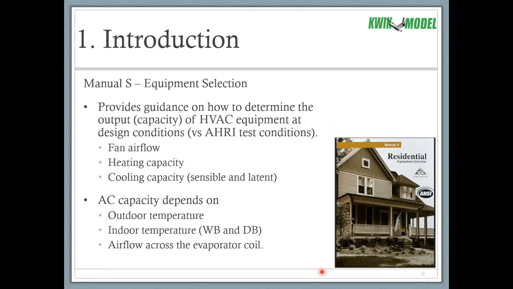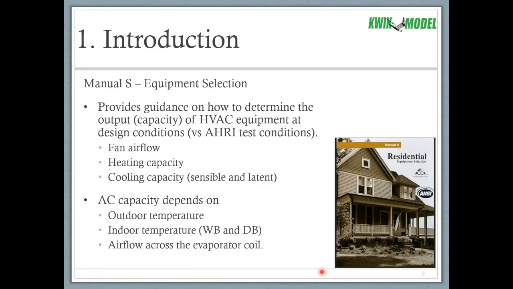Manual S, equipment selection, basically guides you through the process of determining the actual heating and cooling capacity of the equipment that you're choosing to meet the loads of the house that you calculated using Manual J. So Manual J is the what the house needs. It's the demand of the house, if you will. And then Manual S helps you determine the capacity or the supply. How much cooling and heating capacity does the equipment supply to meet the demand of the house?